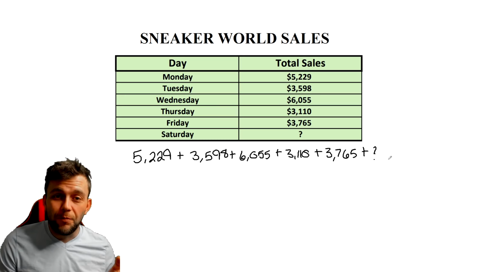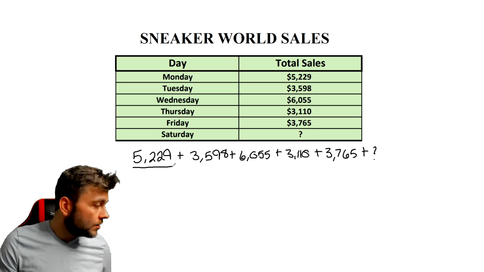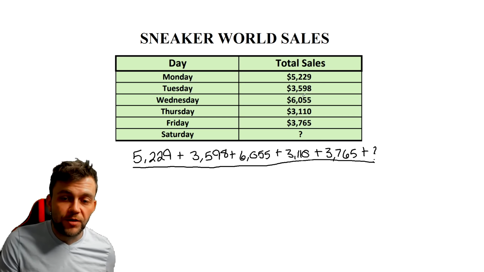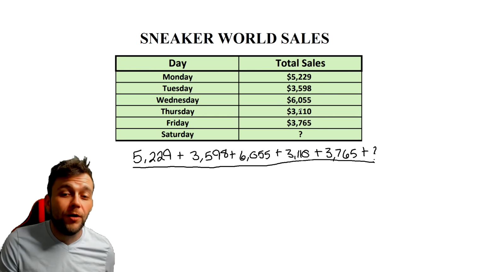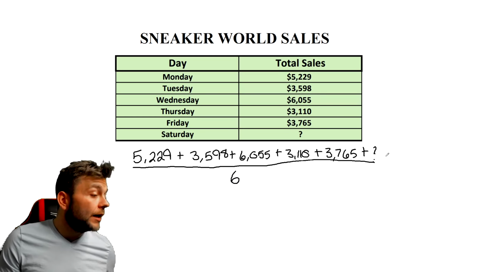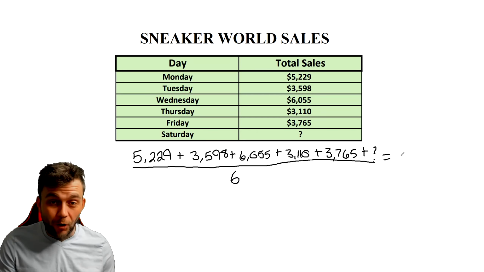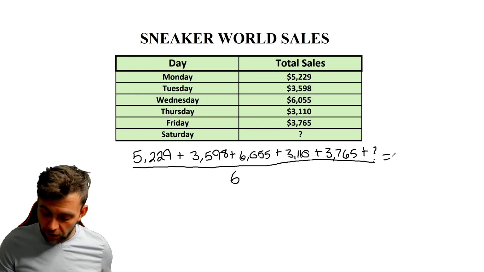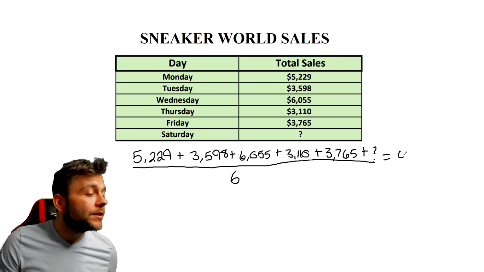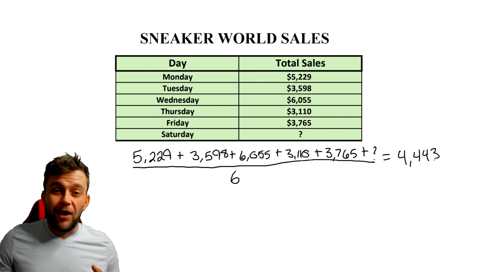And just like the other mean problems, the other average problems, you have to divide all of this by the total number of numbers, right? So we have 1, 2, 3, 4, 5, 6 numbers. So divide by 6, and that will equal the mean that we were given earlier, which, if you don't remember, it is 4,443. Double check. I'm good. So it is 4,443. Now, how do we go about doing this?